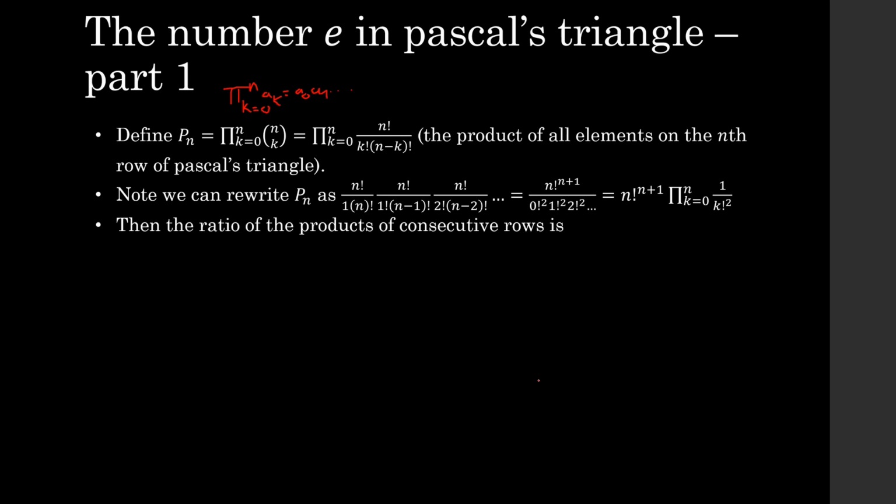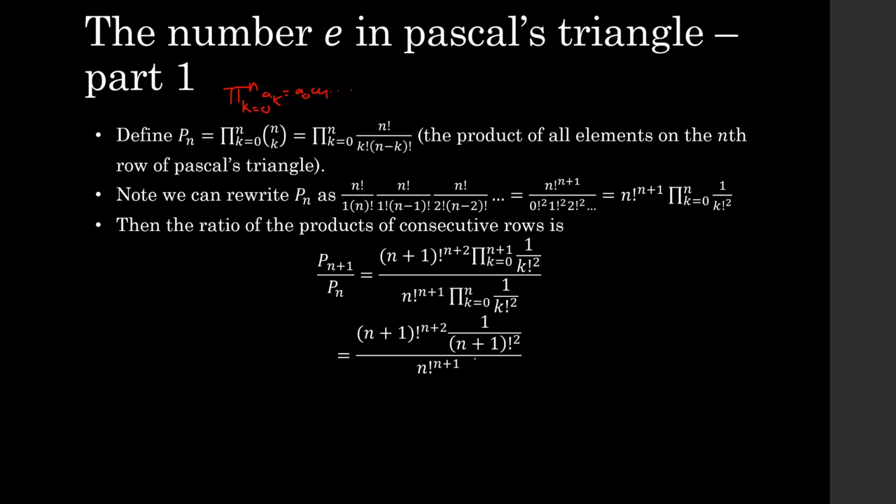Okay. So now if I consider the ratio of the products of consecutive rows, because this is the product of all elements on the nth row of Pascal's triangle. So I consider consecutive rows, and I consider the ratio of the products that we've just defined. So I've got p to the n plus 1 over p to the n. That's the ratio. And I can apply this way to write p n. So I've got n plus 1 factorial to the n plus 2, and then I've got the product. And then at the bottom, in the denominator, I've got n factorial to the n plus 1 times the product once again. And so the products look like they should cancel, and they don't quite neatly cancel yet, except if we rewrite things just a little bit.